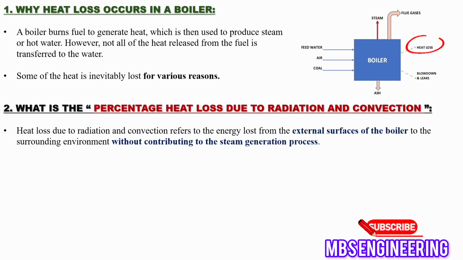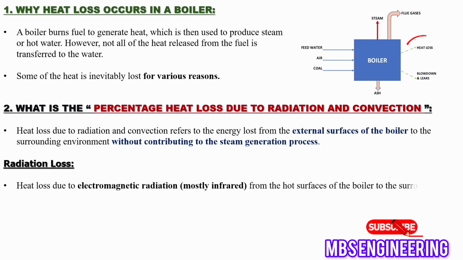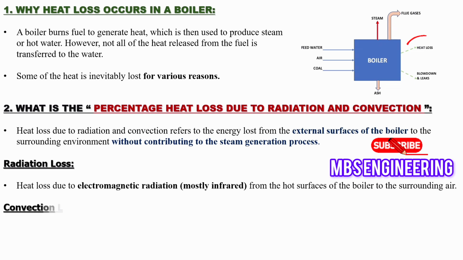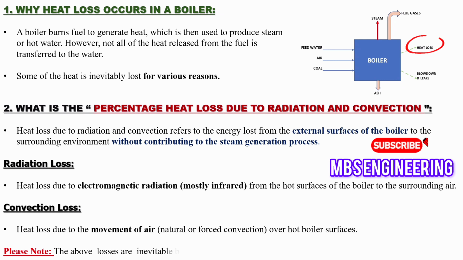First, we learn and understand about the radiation loss. Heat loss due to electromagnetic radiation, mostly infrared, from the hot surfaces of the boiler to the surrounding air. Next, we learn and understand about the convection loss. Heat loss due to the movement of air, which may be natural or forced convection, over hot boiler surfaces. Please note that the above losses are inevitable but can be minimized through effective insulation and proper maintenance.